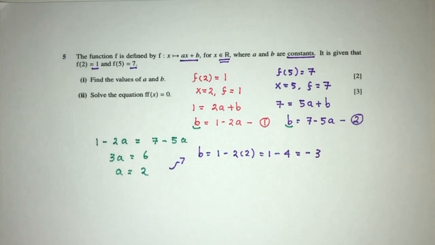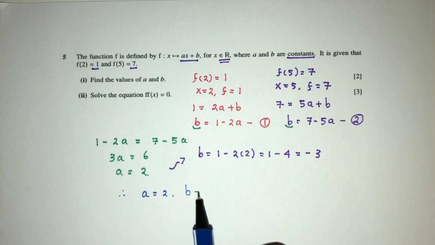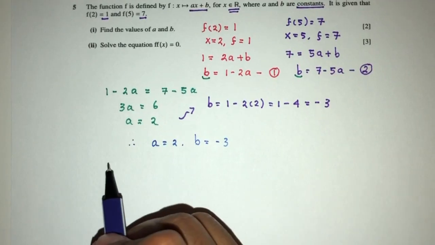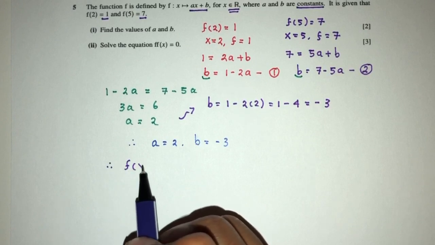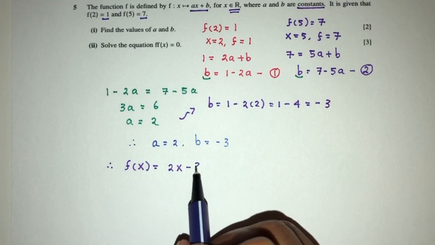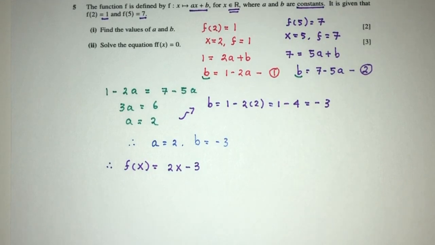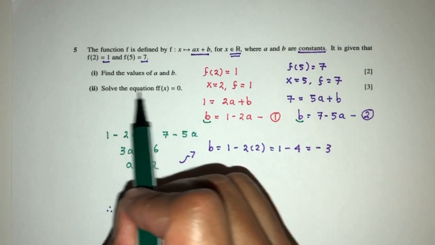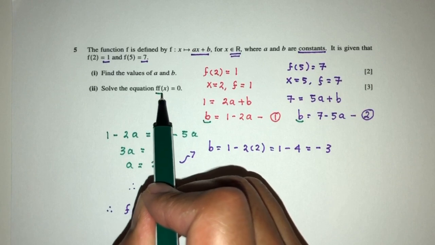From here we can clearly see we were able to find the values of a and b. A will be 2 and b will be the value of minus 3. So which means the value of f of x is equal to 2x minus 3, simply a straight line. Now part 2, we have to solve the equation f of x equal to 0.